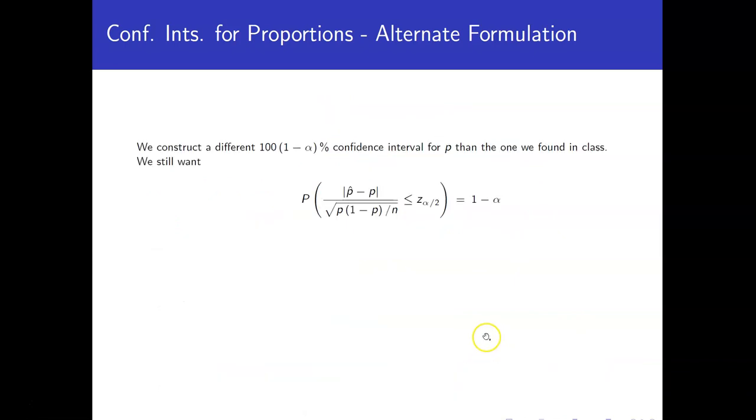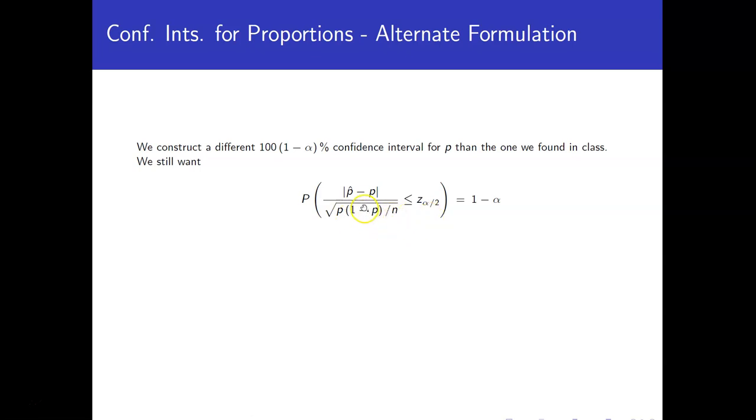All right, so we still want to construct the 100 times (1 minus alpha) % confidence interval. So in this case, we still want this exact same expression, right? We want the distance between our sample population proportion and the actual population proportion to be less than or equal to some z sub alpha over 2, the actual distance between those two things. We want that probability to be 1 minus alpha.